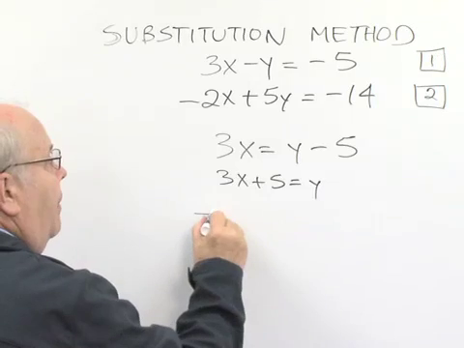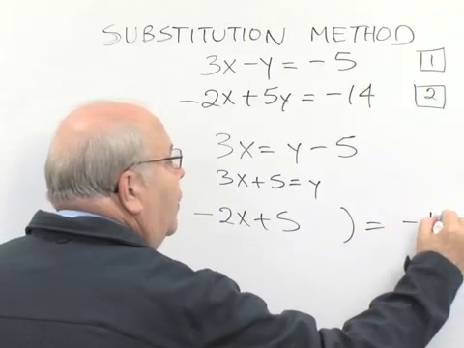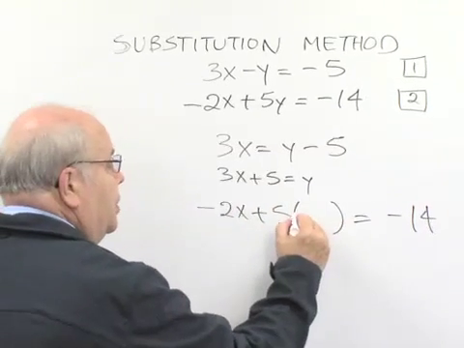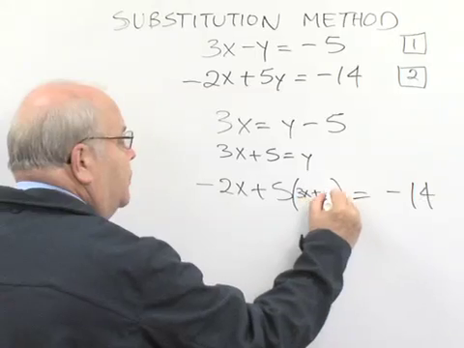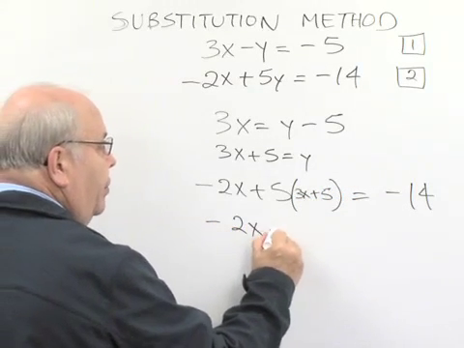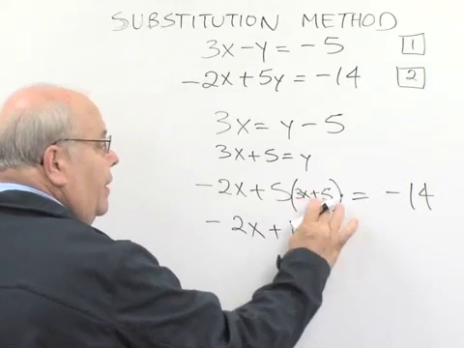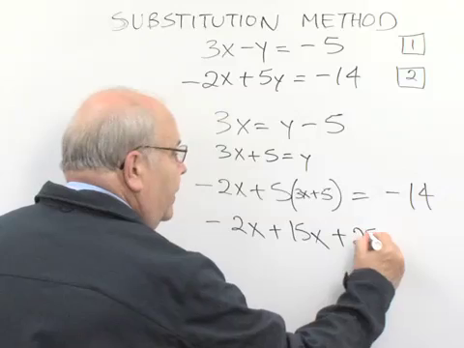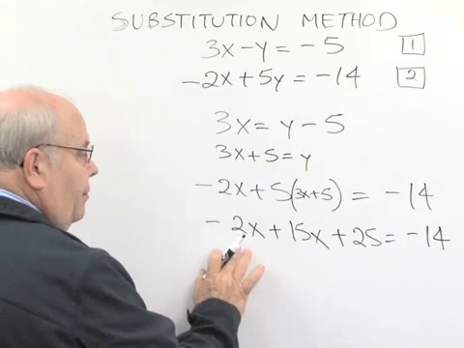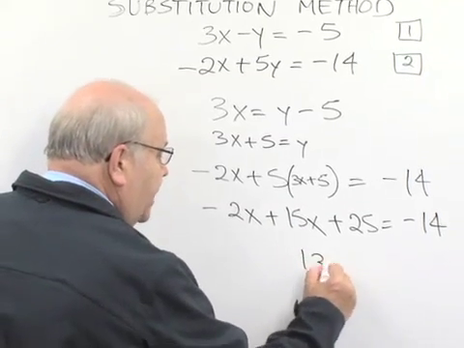So instead of minus 2x plus 5 times y equals negative 14, I'm going to replace y by this expression, 3x plus 5. Let's see what happens. Minus 2x plus, now 5 times 3x is 15x, 5 times 5 is 25, and I have this equation, which I can do a little simplifying. Minus 2x plus 15x would give me 13x.